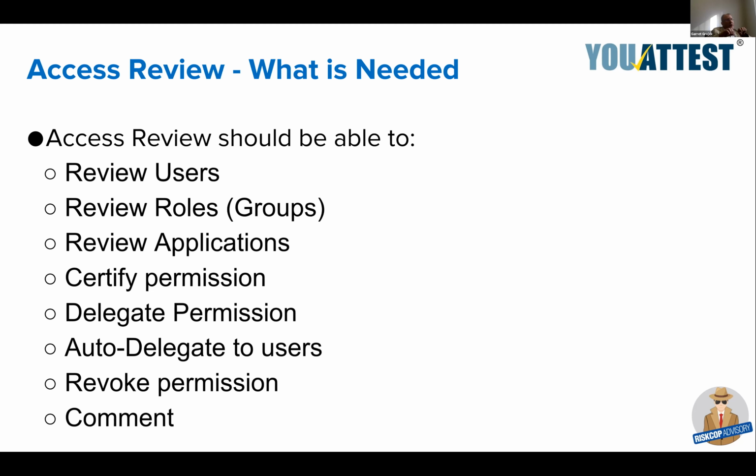You should auto delegate out to the right manager, so you're not sitting there hunting and pecking and figuring out which people should review what. And the tool should also revoke permissions and allow you to comment. That's what's involved in an access review. And these are the quantifiables that take weeks to implement a good access review unless you have a tool.